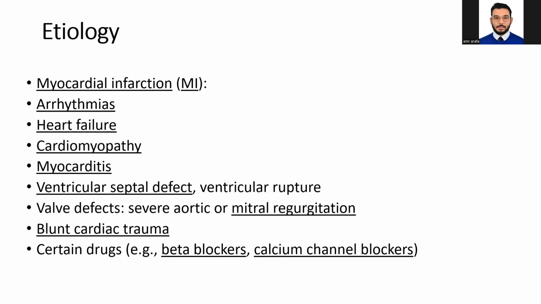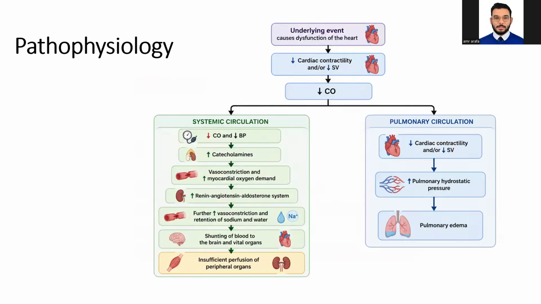VSDs, valve defects. You can be easily asked about a case, for example, where someone has an RTA or a blunt chest trauma, injury, fight, whatever, and then the answer would be a cardiogenic shock because of an arrhythmia. You have certain drugs, beta blockers. Recall that beta blockers affect the production of cyclic AMP. So for a Step 1 or even a Step 2 exam, you can be asked how you would treat someone who OD'd on beta blockers. The answer would be to give glucagon, and that's very high yield.